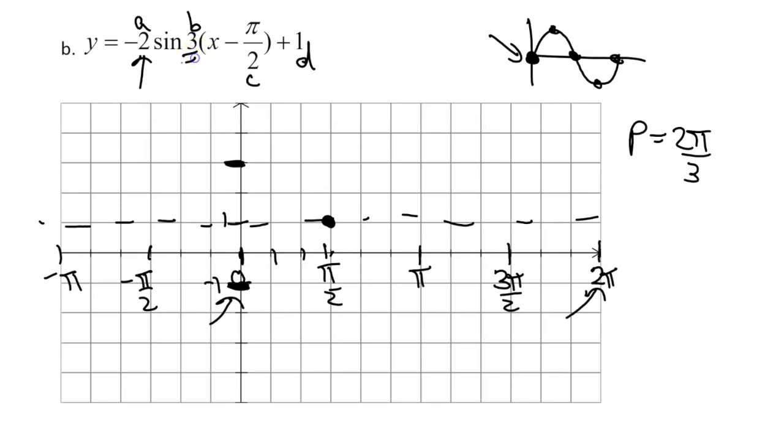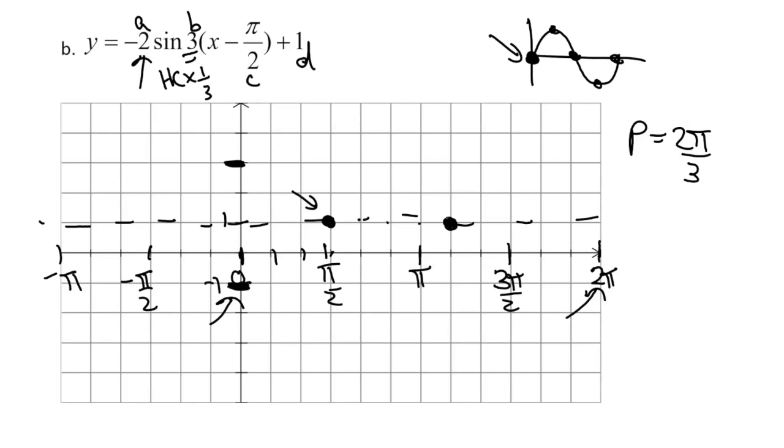If we have a B value of 3, that means we also have a horizontal compression by a factor of 1/3. And what that means is instead of having 12 full spaces, we would have 4 full spaces to complete a period for sine 3x. So that means that if we started right here, if we count 1, 2, 3, 4, that would represent the period that we want. Now, if you did measure that out, that happens to be 2 pi over 3.